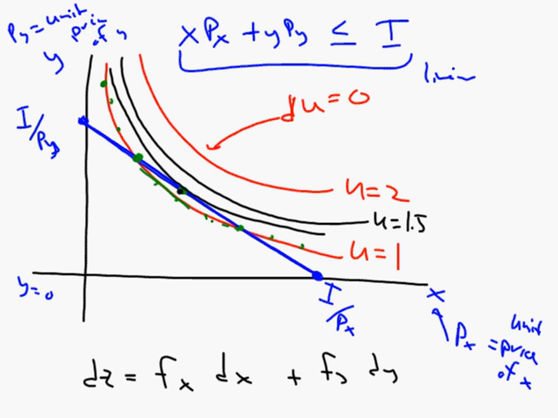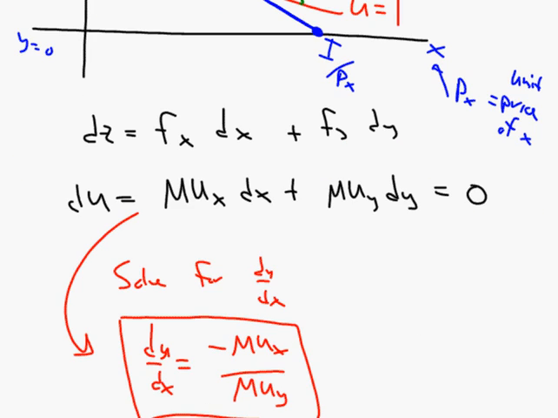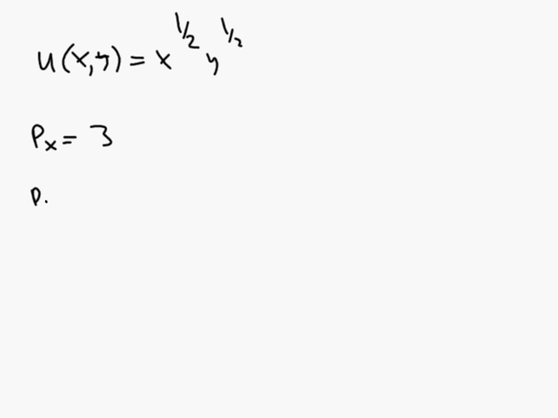Okay? So we could do that for an example. So let's do it for an example. So let's consider the following. Let's consider our hypothetical example. U of x comma y is 1/2 x to the 1/2 y to the 1/2. And we have the following facts. The price of x is 3, the price of y is 4, and our income is 15.